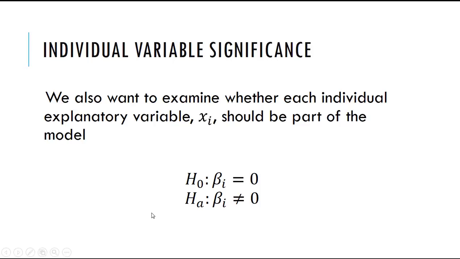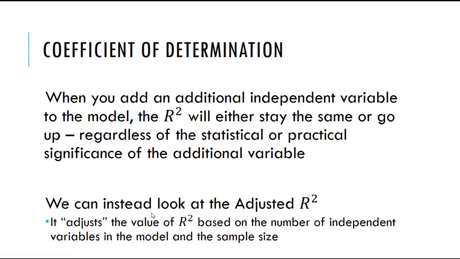And then the other thing we're also interested in is the coefficient of determination, which is the R-squared value. So when you add an additional independent variable to the model, the R-squared will either stay the same or go up, regardless of the statistical or practical significance of the additional variable. So I could add in weather data, how many blue moons we had in the past year, something crazy, right? And the R-squared would either stay the same or go up.